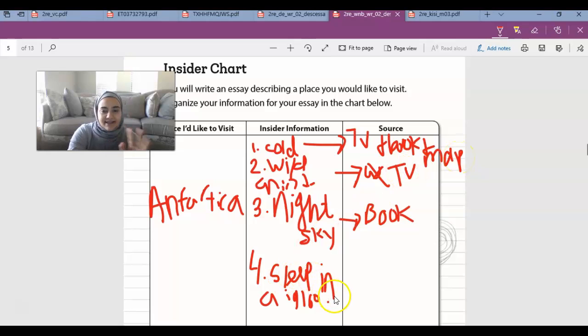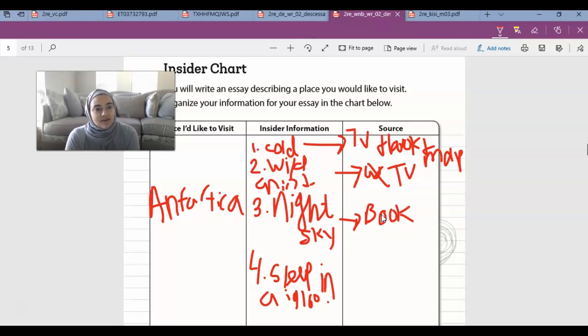All right, and then, so just tell me where are the sources? Like, where did you learn about this? Where did you hear about it? Maybe you saw it on TV. Maybe you heard it on the radio. Okay, so really be thinking about it. If you guys want to brainstorm together and talk to your buddies about where they want to go, maybe you guys can get ideas from each other.